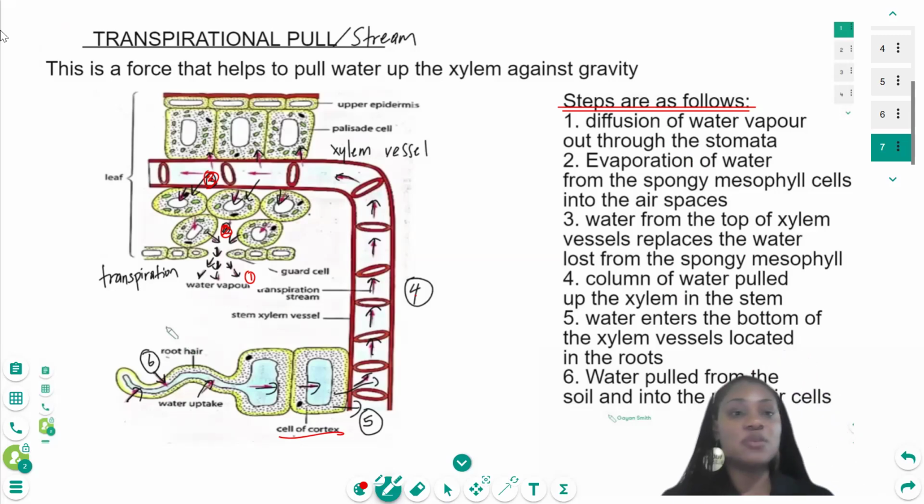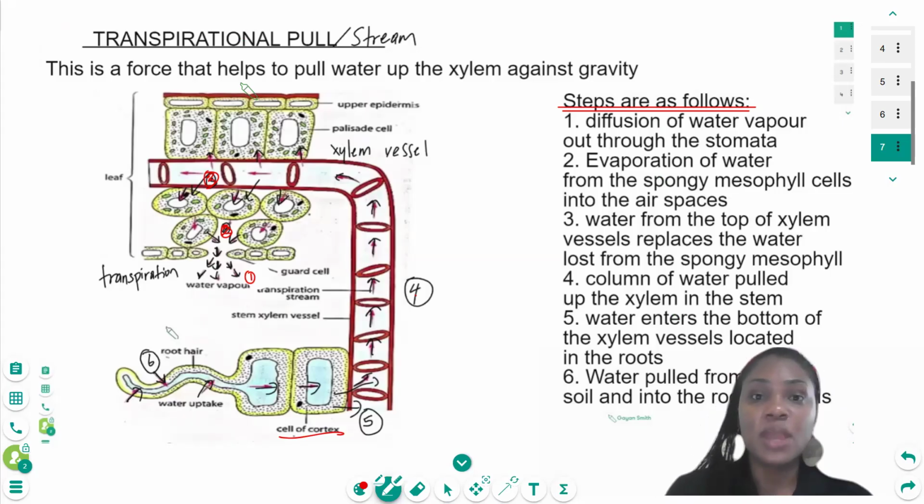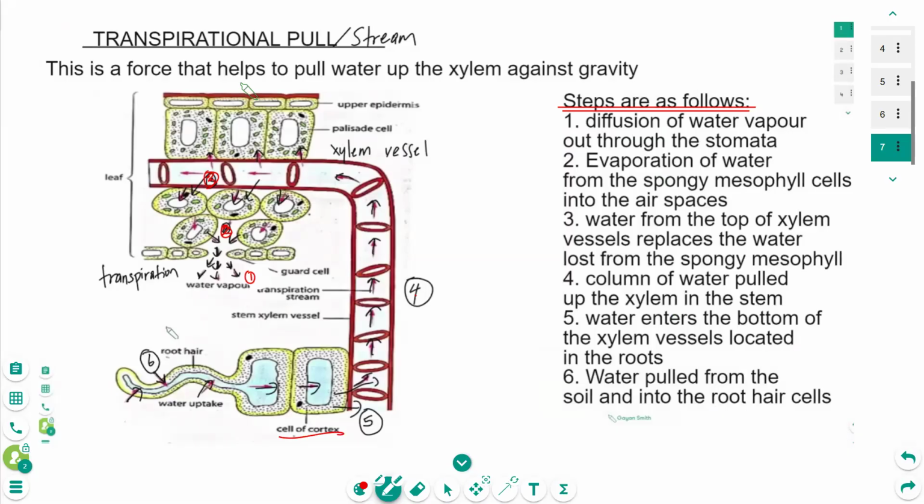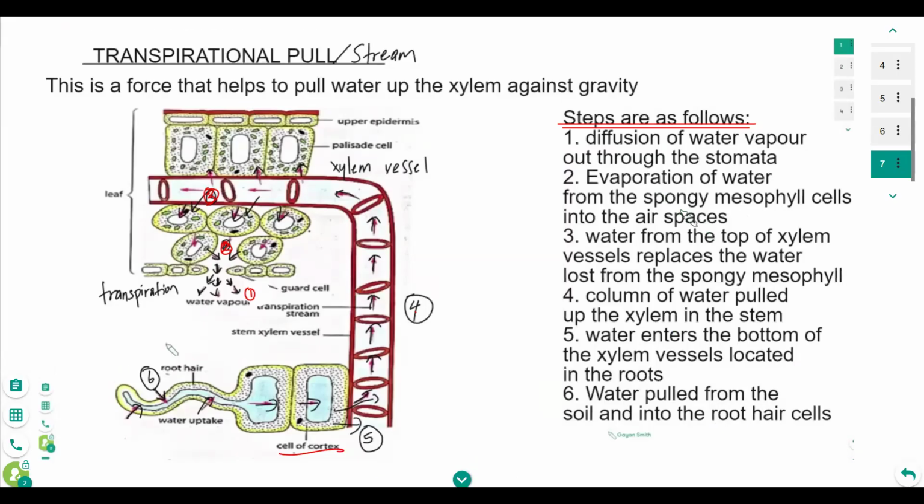So the steps are, we say the transpirational pull or stream pulls water up against gravity, right? And it starts off when there is a diffusion of water vapor out through the stomata. Notice I said water vapor, not liquid water. So the water has to be turned into a vapor. In the air space, the water is not liquid, it's vapor. And when it's coming out, it is vapor. Everywhere else, it is liquid water, right? So there is the diffusion of the water vapor out through the stomata.